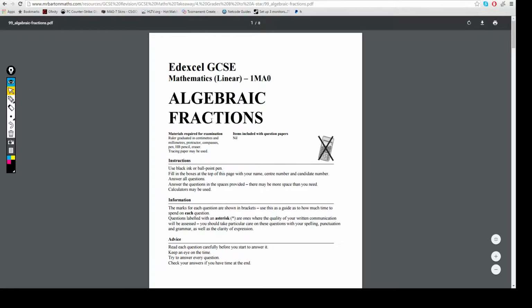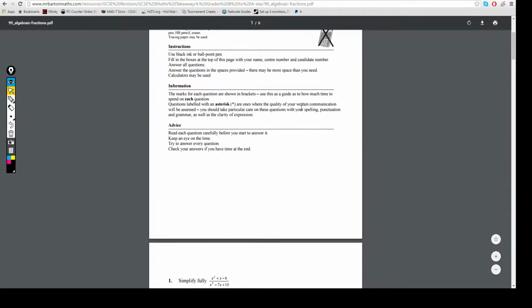Okay, this is a non-calculator paper slash revision test. This is used for revision purposes on Mr. Bottom Maths. So I'm going to show you guys how to do some of this mathematics. And this is for the Edexcel GCSE Mathematics Linear 1MA0. So let's get into it.